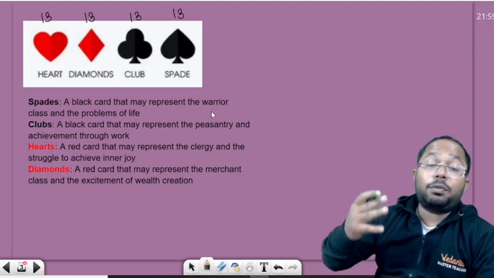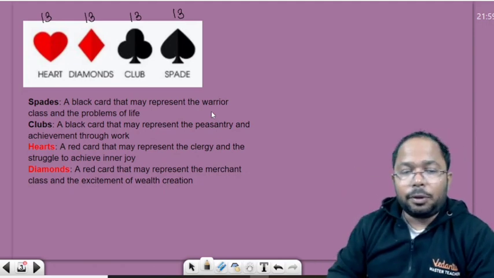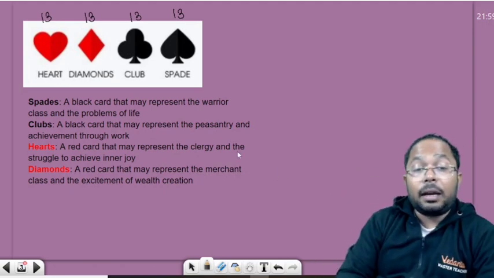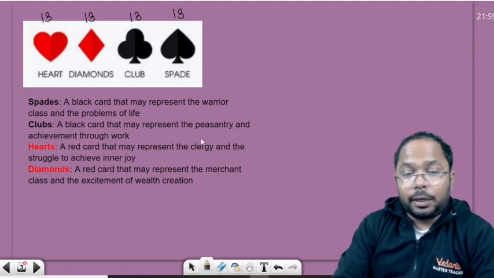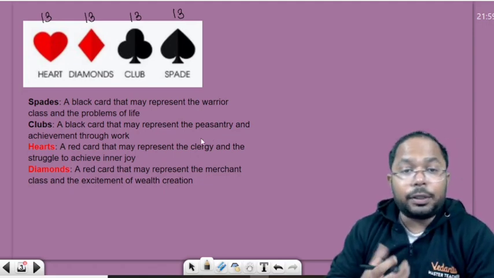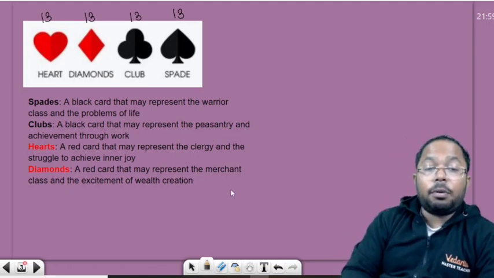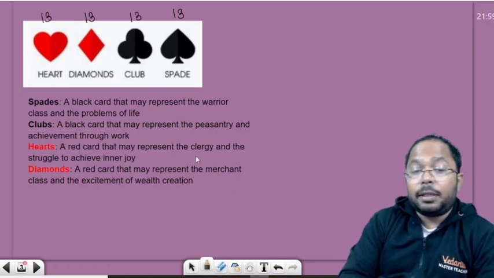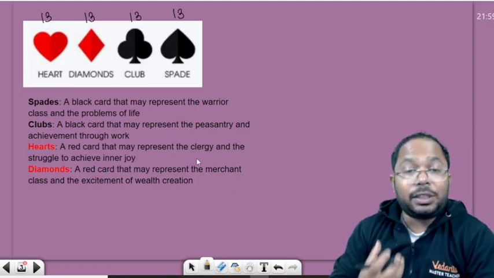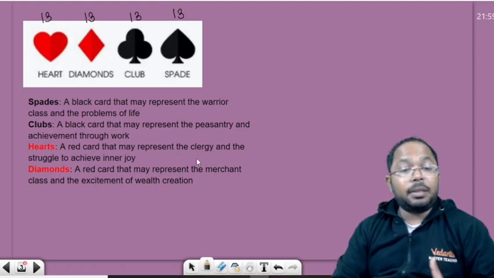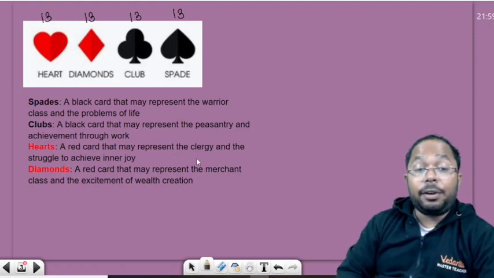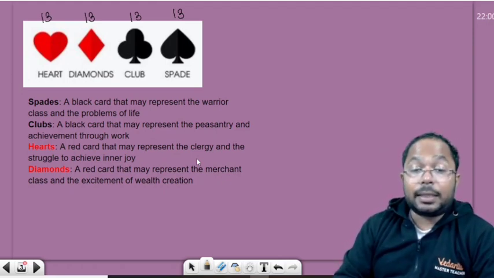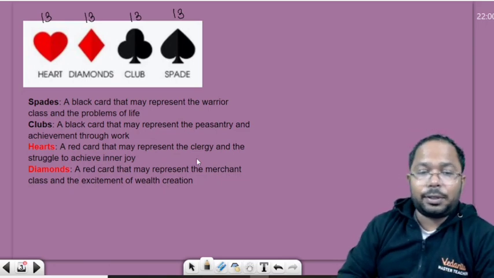They have been used for generations. Then clubs, a black card that may represent the peasantry and achievement through work. Then if we talk about hearts and diamonds, these are the red cards. Hearts represent the clergy and the struggle to achieve inner joy. And diamonds are the red color cards that represent the merchant class and the excitement of wealth creation.